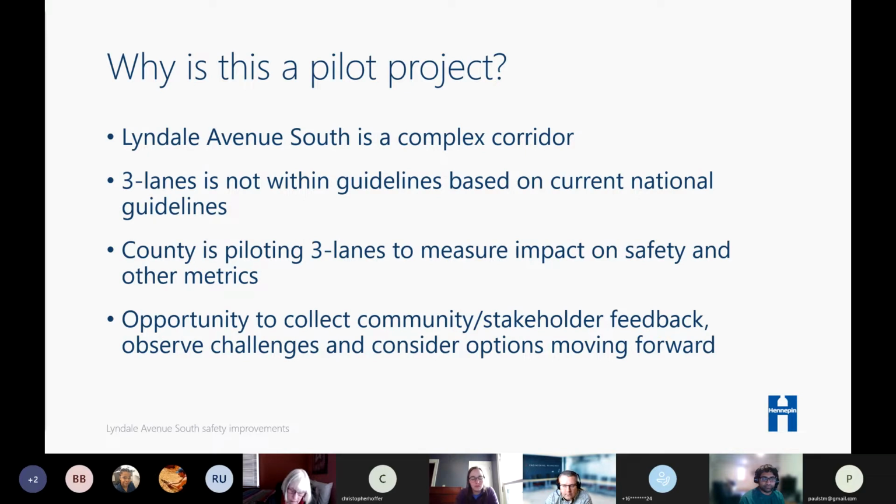That second bullet gets to the point that typically a 3-lane road wouldn't be considered for 30,000 cars a day. Generally, the maximum that a 3-lane cross section might be considered for would be about 18 to 20,000 vehicles per day. So with this high volume, the county is piloting the project to measure the before and after for safety and other metrics. The project evaluation will allow for an opportunity to collect feedback before the permanent decision is made and what the exact details of that permanent reconstruction will look like.